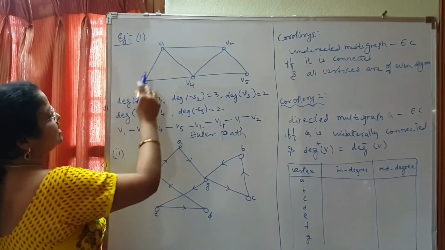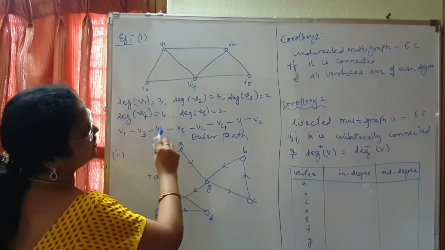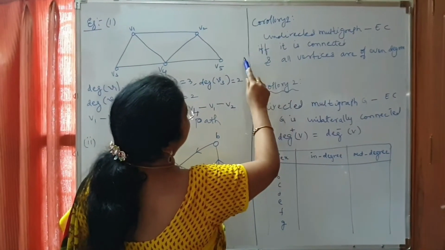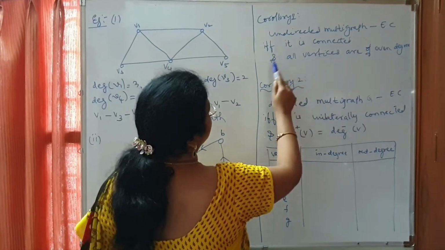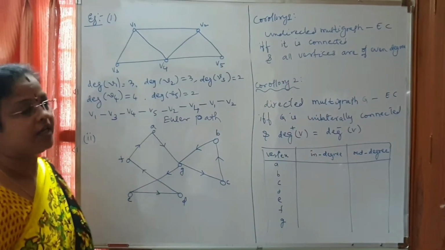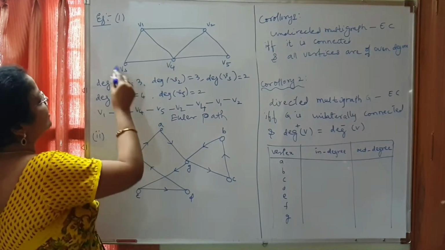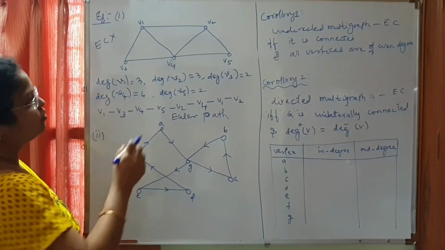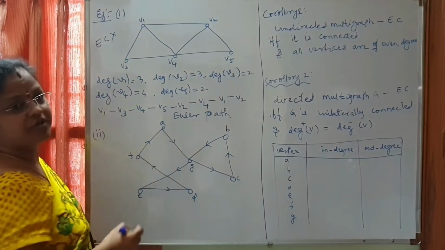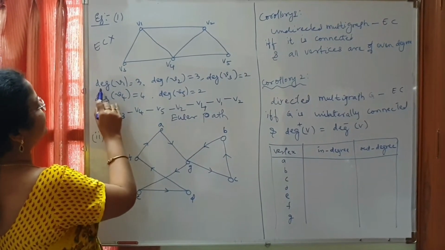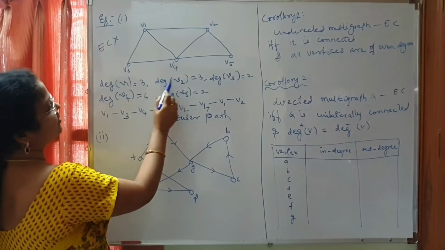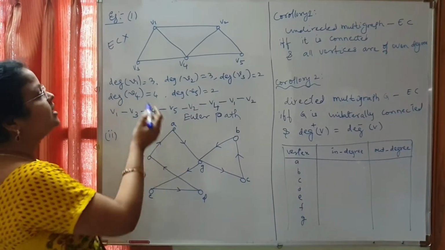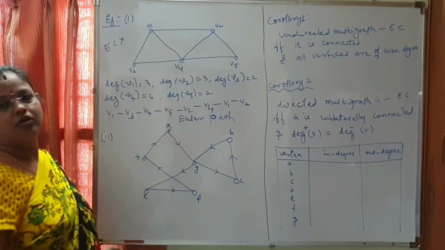So this is an example of an undirected graph. Here you have a corollary: an undirected multigraph is said to have an Euler circuit if and only if it is connected and all vertices are of even degree. But if you look here, this graph is not an Euler circuit. Why is it not an Euler circuit? Because not all vertices are of even degree. The degree of vertex V1 is 3 and the degree of vertex V2 is also 3. So we have two vertices of odd degree. Therefore this graph is not an Euler circuit.